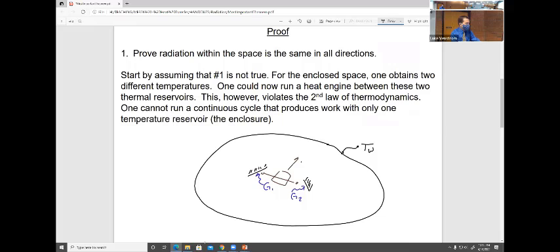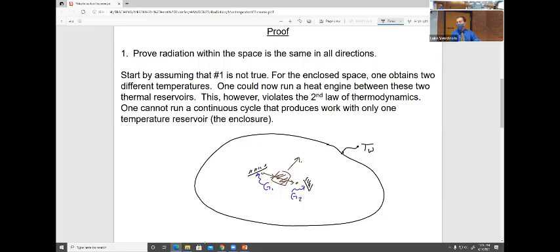Drive a little Carnot engine, for example, by taking energy from one and turning some of that thermal energy into work and rejecting energy to the other. That cannot happen because I'm sitting inside of an isothermal reservoir, right? All of the energy is coming from one isothermal reservoir. You can't run a heat engine on a single thermal reservoir. That violates the second law. So this can't be true. It can't be true that the radiation is different in different directions.